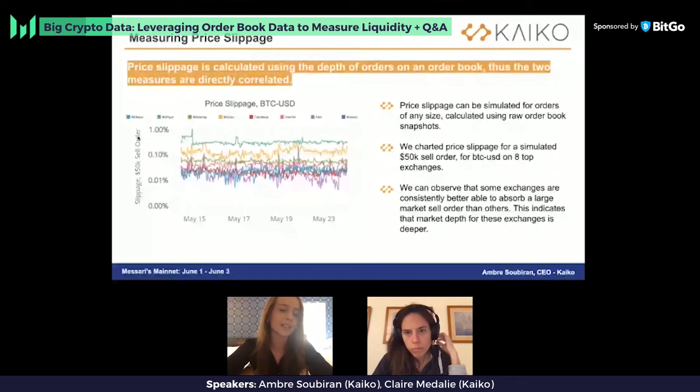And what we get is a percentage, and this percentage is the change between the expected price, which in this case is the mid price, and the price level required to fully fill the $50,000 order. So we can see here that price slippage varies based on the exchange, and some exchanges have consistently higher price slippage than others. We can observe here that Bitflyer has consistently higher price slippage than Kraken, which tends to be a more liquid exchange.